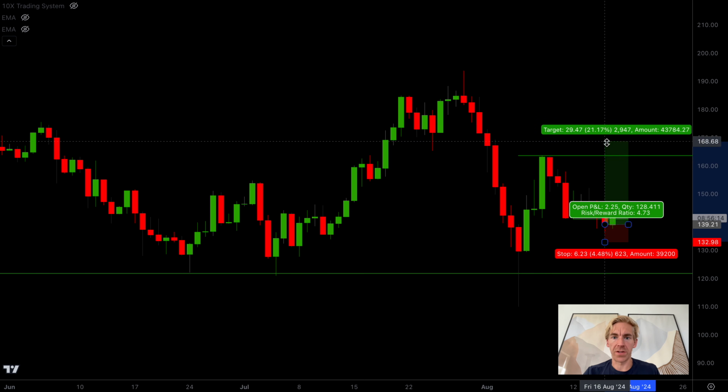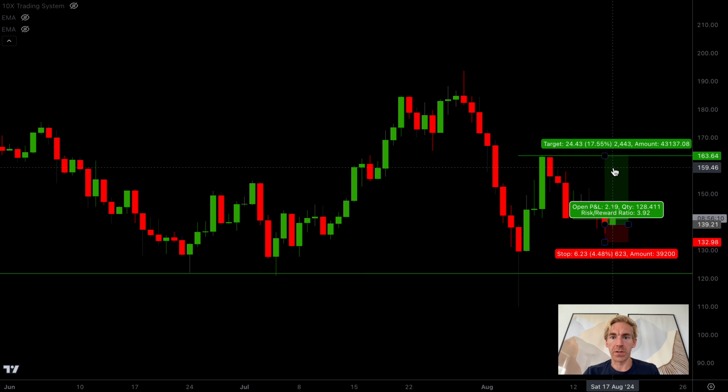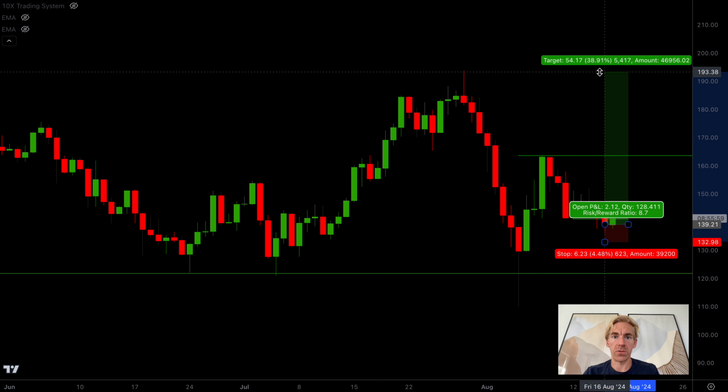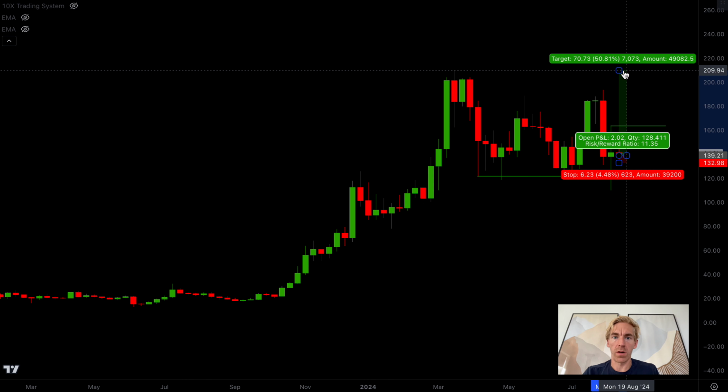Let's just be conservative and take this most recent high. That's a 3.92 risk reward ratio. I think this is at least going to this high for an 8.75 risk reward ratio. But actually, this is such a strong shakeout here. We will probably see the all-time high be broken. But here's the thing. This is probably the next leg higher.